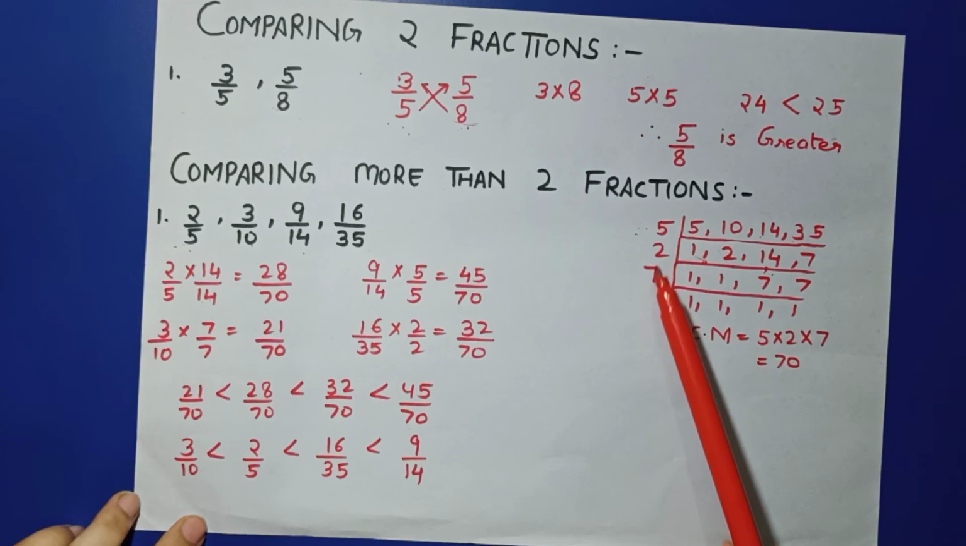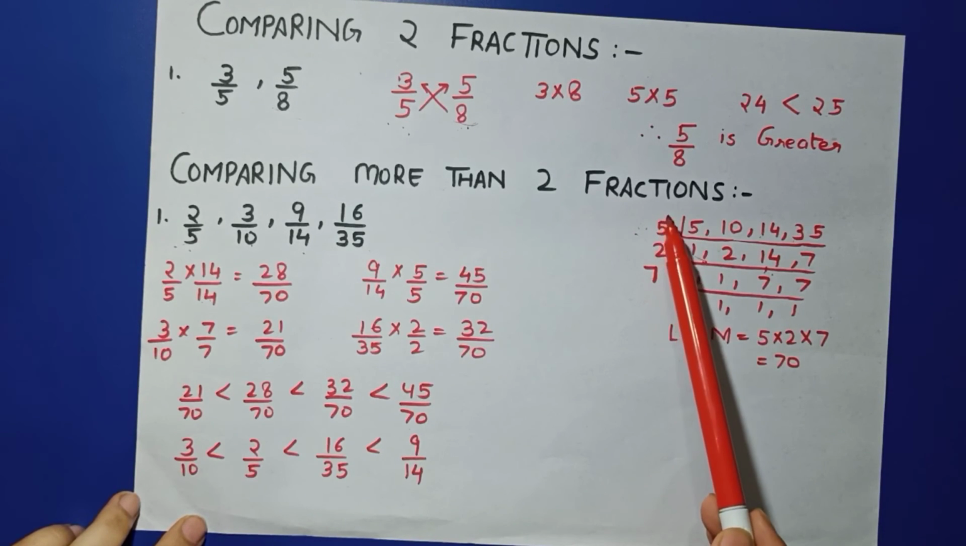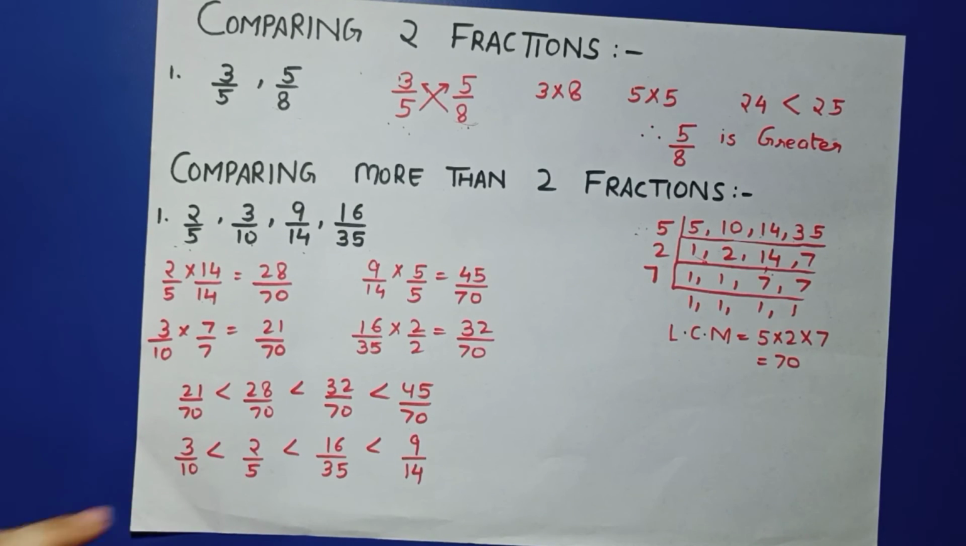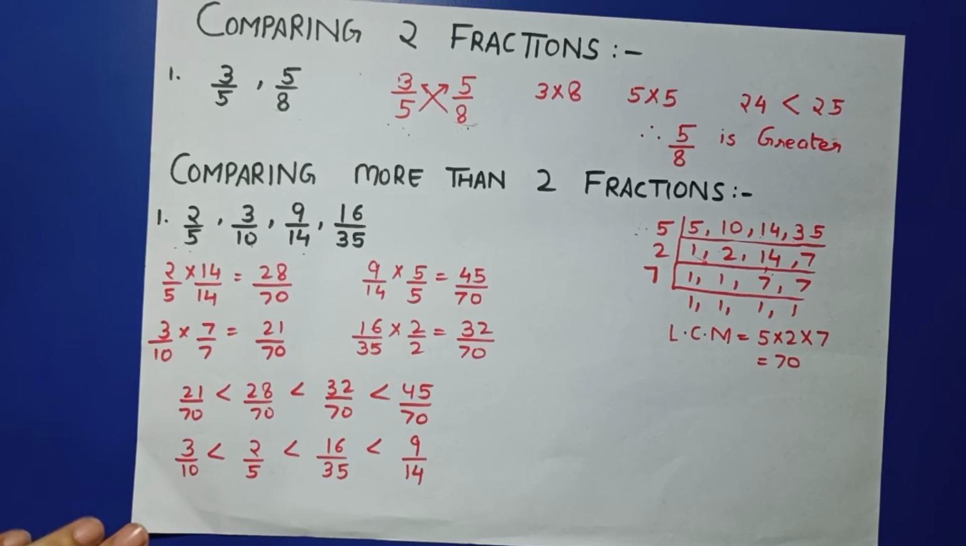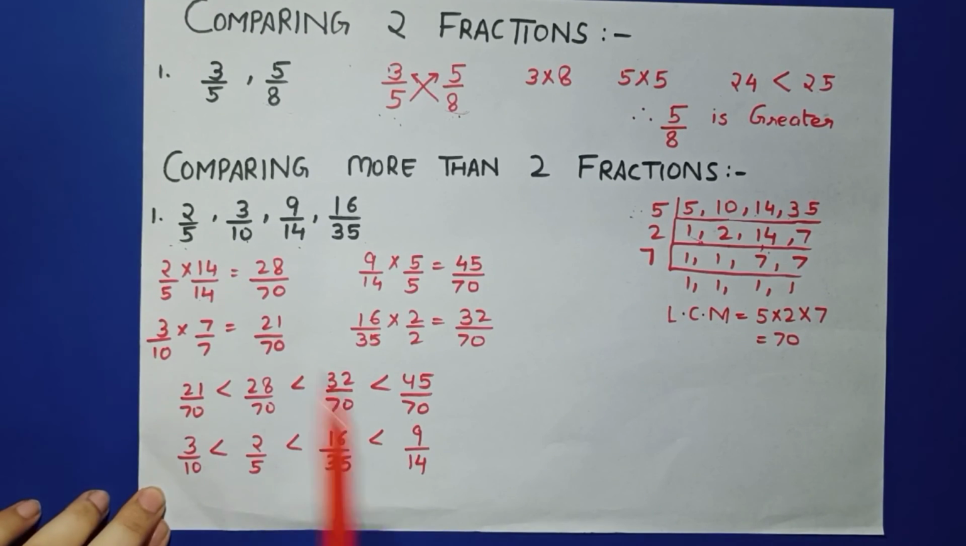So we'll multiply 5, 2 and 7. In LCM we only multiply the numbers on this side. So 5 into 2 into 7, that is 70. So 70 would be the LCM of all these numbers. Okay, so now coming to the main part.